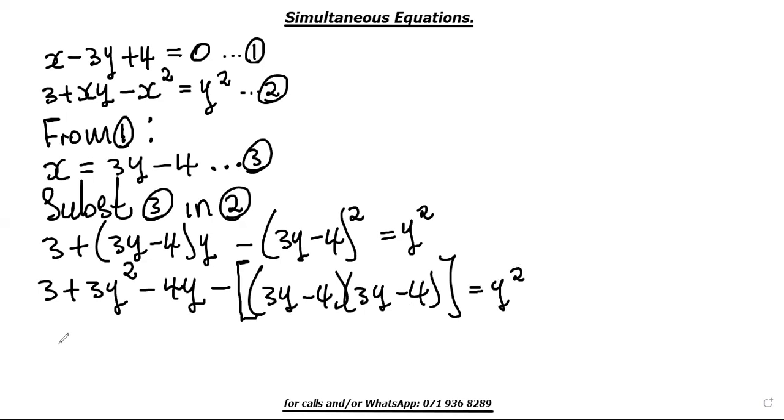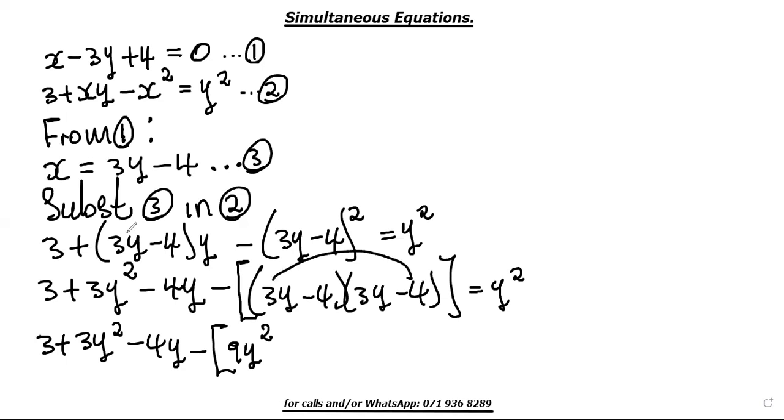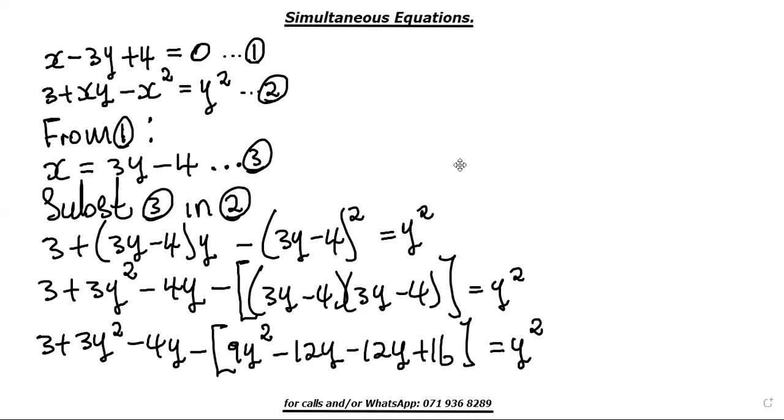So here we still have 3 plus 3y squared minus 4y. Then you say minus 3y times 3y, you get 9y squared. And then 3y times negative 4, you get negative 12y. Negative 4 times 3y, it's still negative 12y. And then you say negative 4 times negative 4, you get a positive 16. And everything equals y squared.